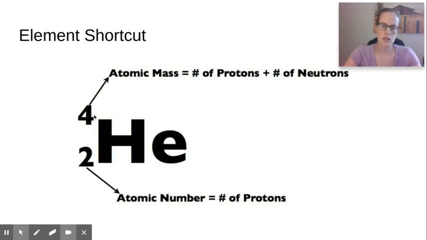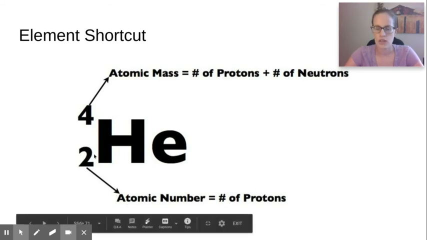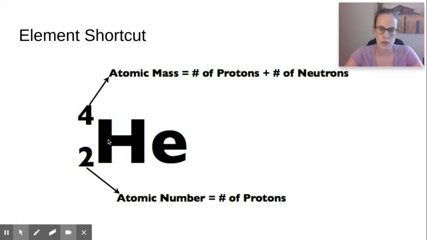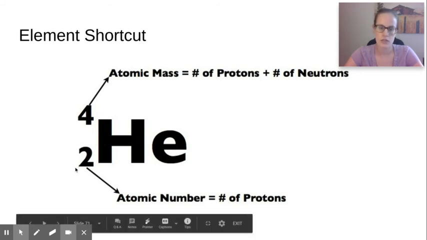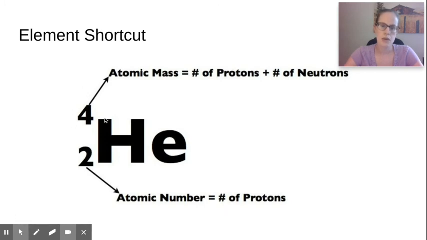Sometimes you'll see the element symbol written like this. So here's helium. They'll put the atomic number down here. So here you have an atomic number of 2. That number won't change as long as this is helium. Helium always has an atomic number of 2. But helium can make different isotopes. So this is helium with an atomic mass of 4, meaning it's got those 2 protons, and it also has 2 neutrons. So to get this atomic mass, you do protons plus neutrons.